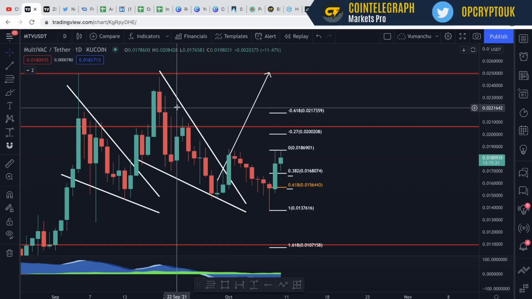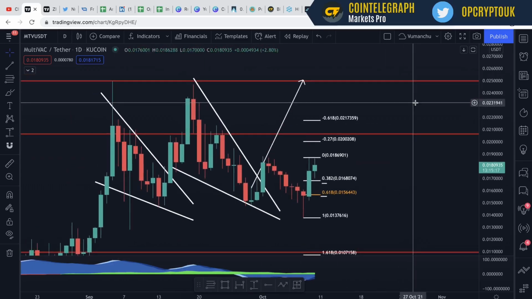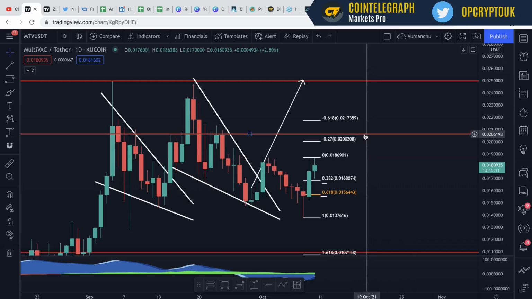Once we break above that, we've only had about 5 daily candles above that trading area. And I think third time lucky, we are going to push on. So if you're looking to take profit or accumulate, I would concentrate on this region here at 2 cent or maybe around 0.019.